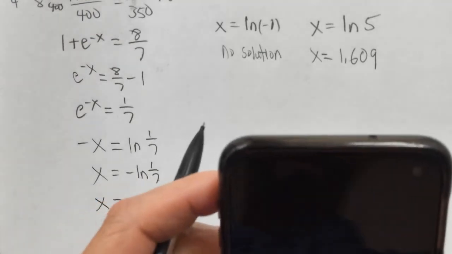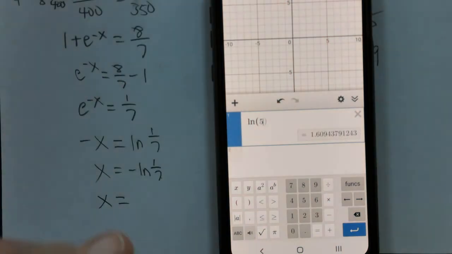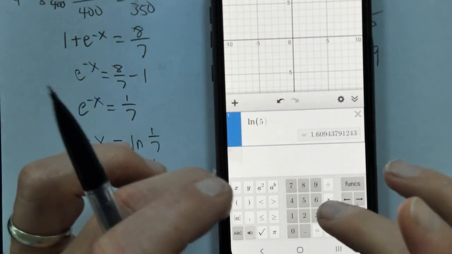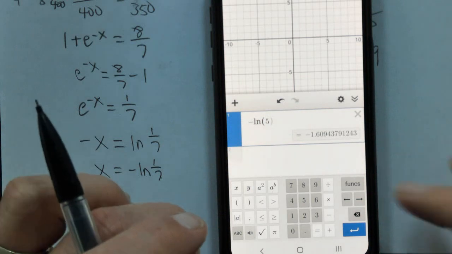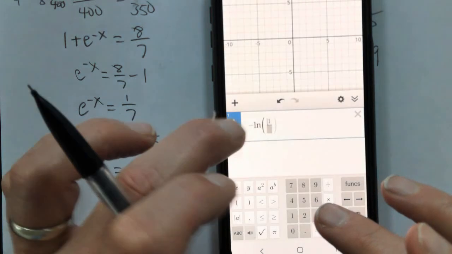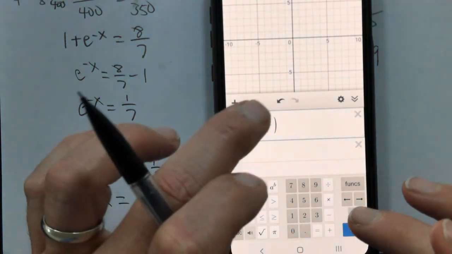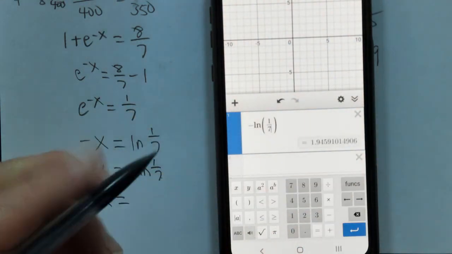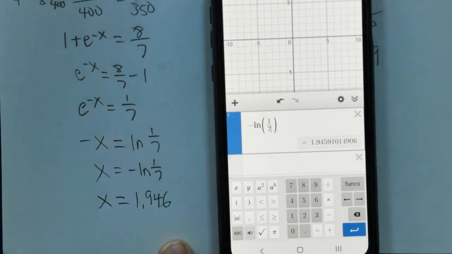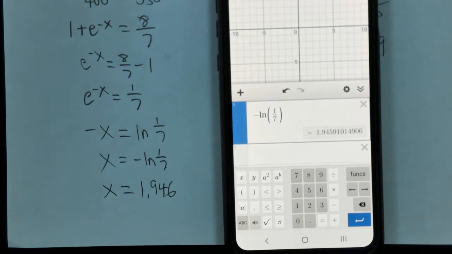So I need to go back in here to my Desmos calculator, and we'll want negative natural log of, let's make a fraction there, 1 over 7. All right, so there you go. It's 1.946, your answer. Okay? All right, so those are the strategies that you can use to go through and solve these exponential equations.